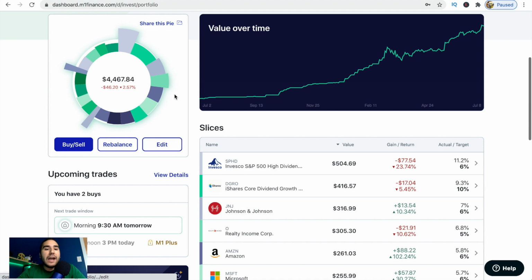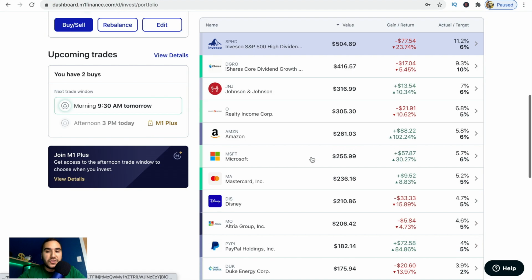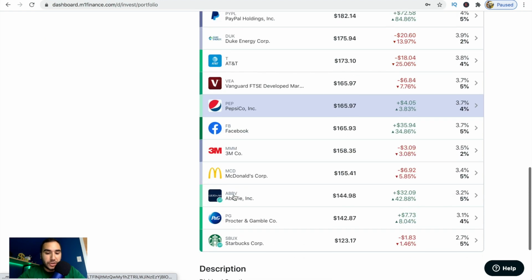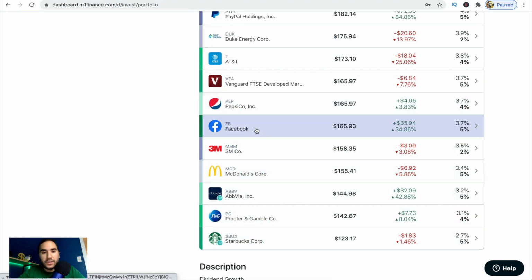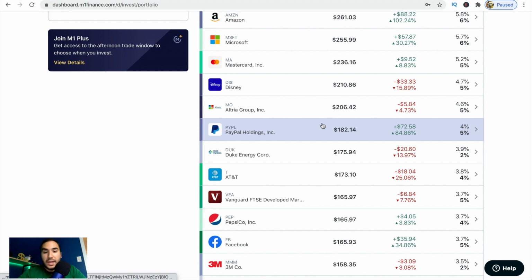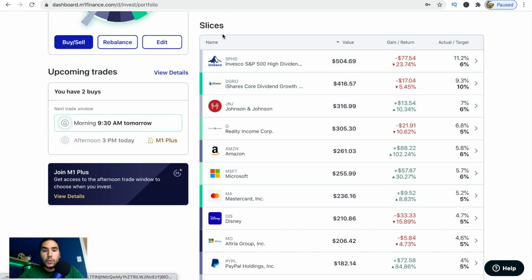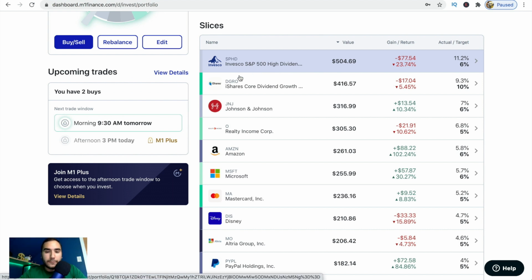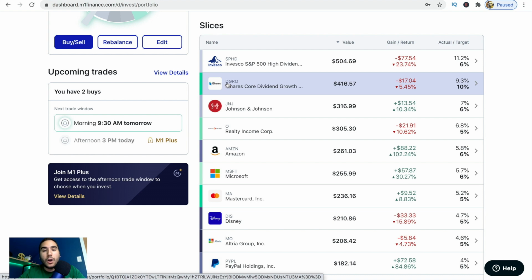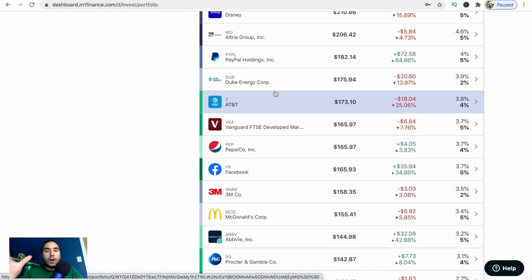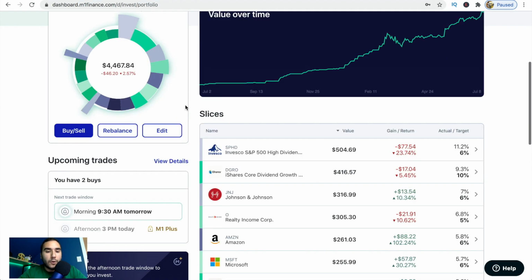So the way I've broken it down here is I have 20 slices. I have 20 positions here, ranging from Starbucks, Facebook, PayPal, Altria, Disney, Johnson & Johnson. I have 2 ETFs here at the top that are the heaviest weighted in my portfolio, ticker symbol DGRO, as well as SPHD. So these are what comprise my portfolio, right?